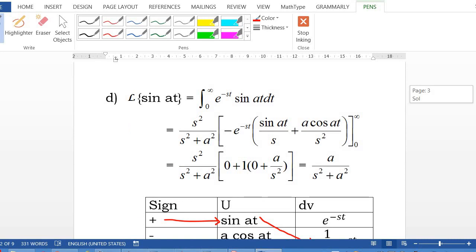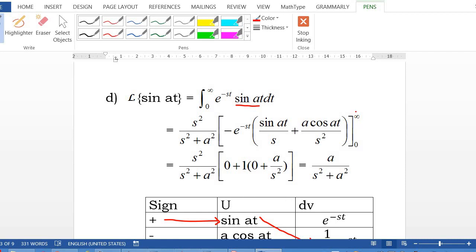So later on, we are going to derive the formula for the Laplace transform of sin at. By using the definition of the Laplace transform, we integrate e to the negative st sin at dt from 0 to infinity. This is the result obtained by the tabular method. Later I will explain how we obtain it using the tabular method. And then we evaluate from 0 to positive infinity.